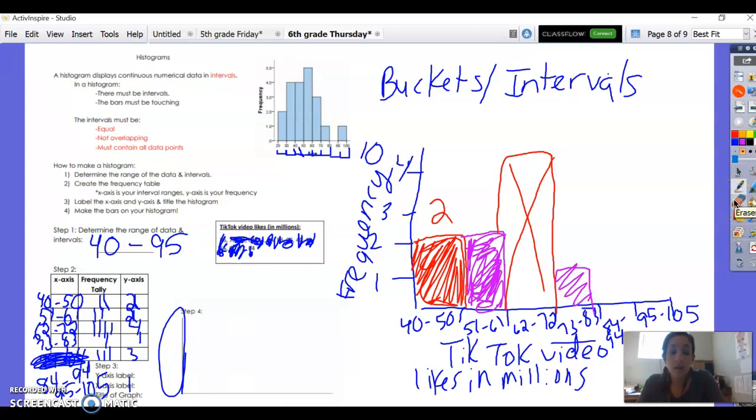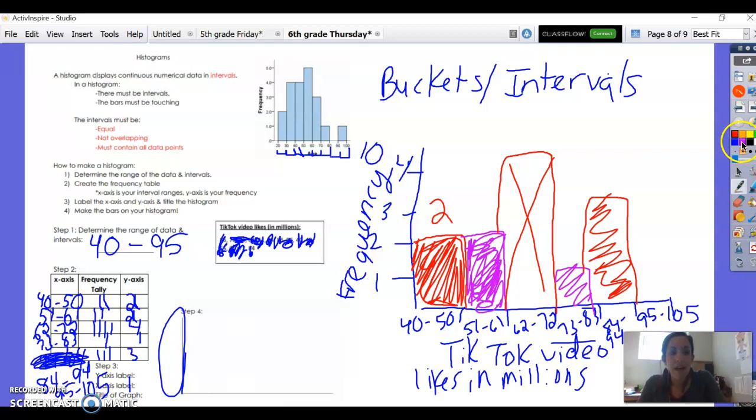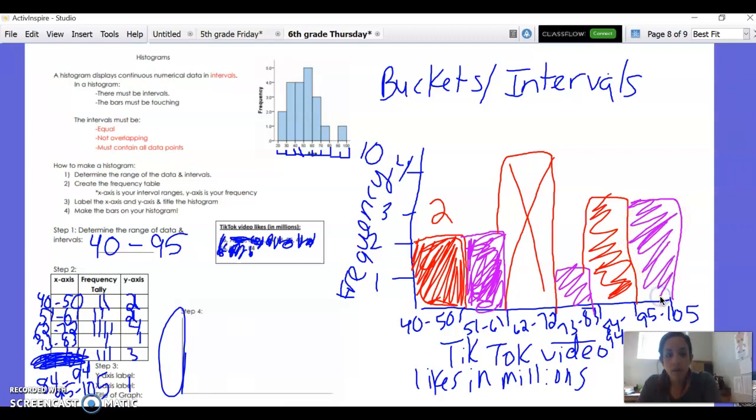Okay, and if you need to pause this video to draw your graphs and to color them in, you may absolutely do that. You don't need to quickly scribble everything like I'm doing. I'm just showing you an example. 84 to 94 is our next bucket, and that frequency is 3. So it's going to go up to 3 and over, and then color it in. And then my last one is going to be 95 to 105, and that frequency is 1. Okay, so 2, 2, 4, 1, 3, 1. And there's my beautiful looking histogram.